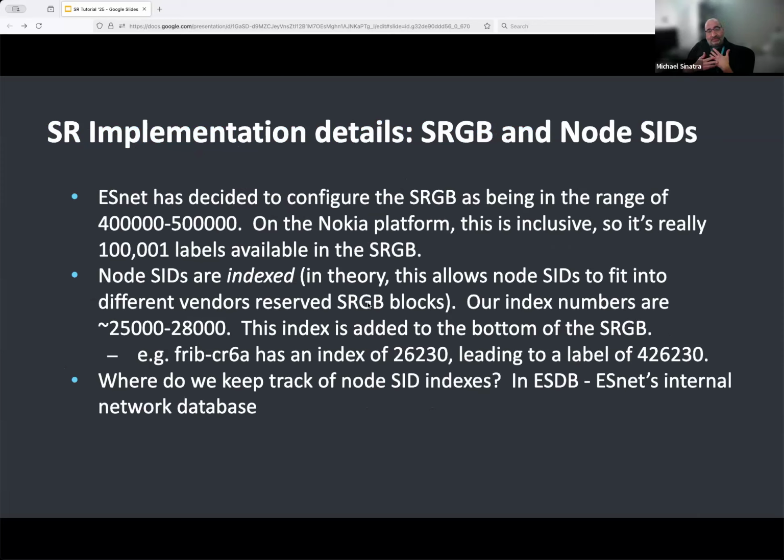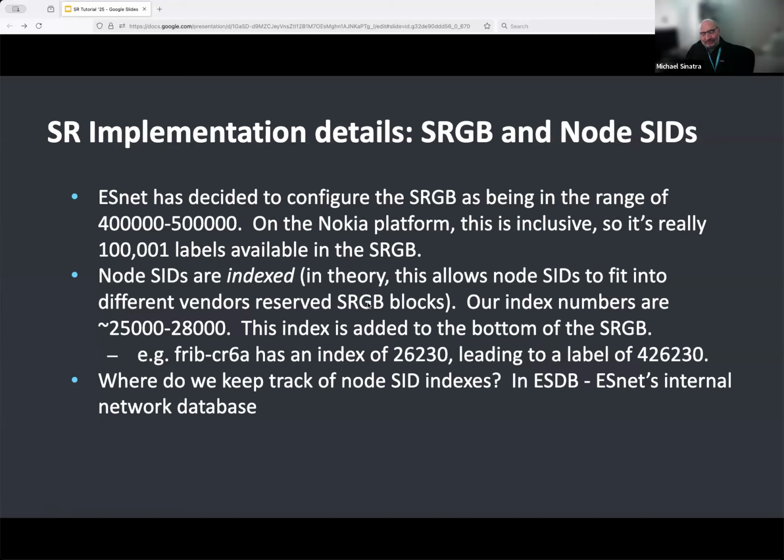So in the case of ESnet, the first thing we had to decide on is where we put our sRGB. We use the label space between 400,000 and 500,000. That's in the MPLS label space. That gives us 10,001 labels. I call that Boralio math because Nick was the one who specified that range. But because we're including both ends of it, we have 100,001 labels.